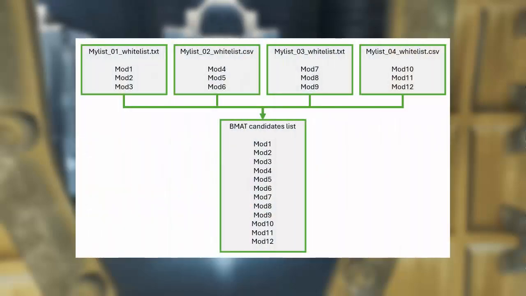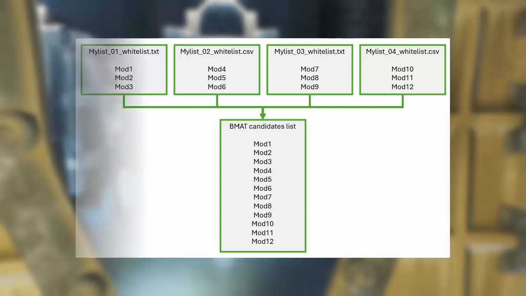You can have any number of whitelists with any number of mods in them. When run, B.M.A.T will combine all the mods from all whitelists to create a mods candidates list. That is all for the whitelists.